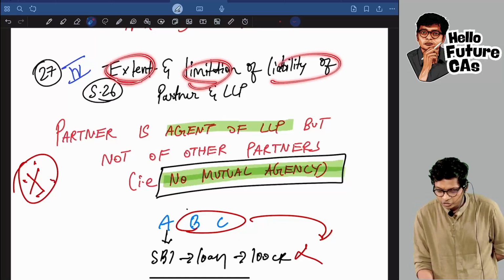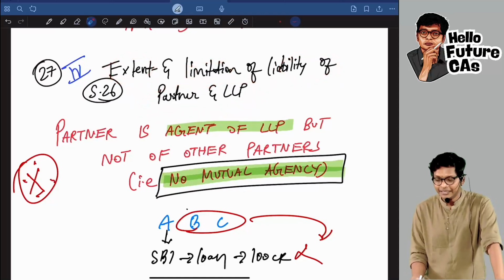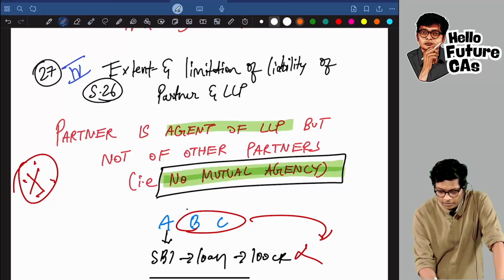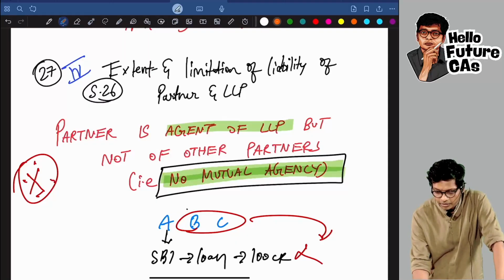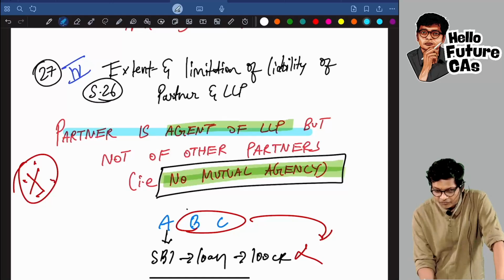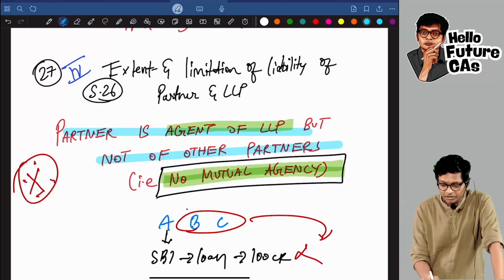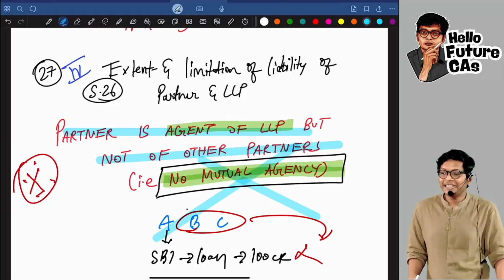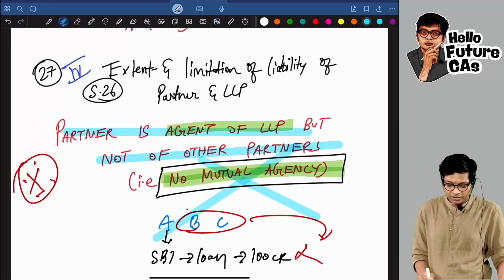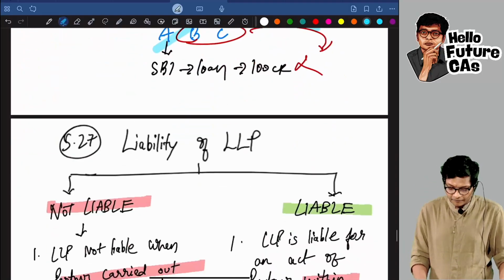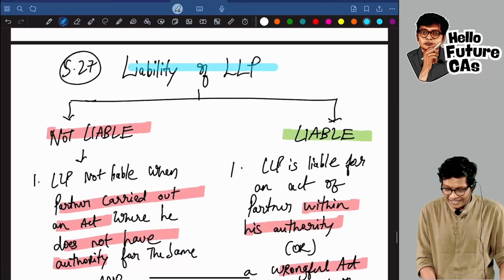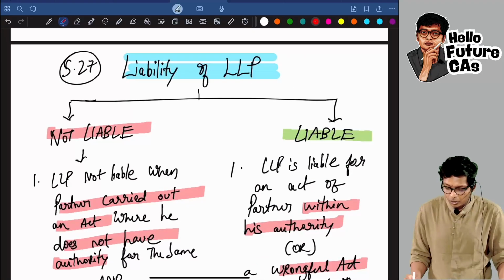Like that here, what they are saying, guys, follow quickly. Extent and limitation of liability of partner and LLP. Here they are saying very clearly, the partner is agent of the LLP only, but not the agent of other partners. No mutual agency. Are you following? That is the first concept. Within that, what is the liability of the LLP, sir?